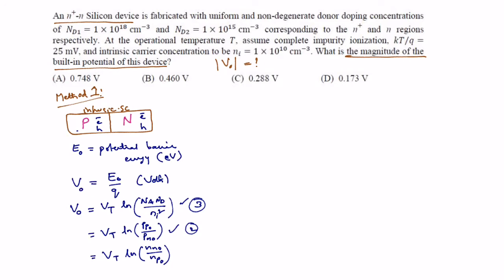Pp naught means the hole concentration in the P side under open circuit, under equilibrium condition. Pn naught is the hole concentration on the N side under equilibrium. So if you know the hole concentration on both sides, you can calculate. Otherwise, if you know the electron concentration on both sides, that means Nn naught, the electron concentration on the N side under equilibrium, and Np naught, the electron concentration on the P side under equilibrium, you can calculate V naught. This also requires only two parameters.